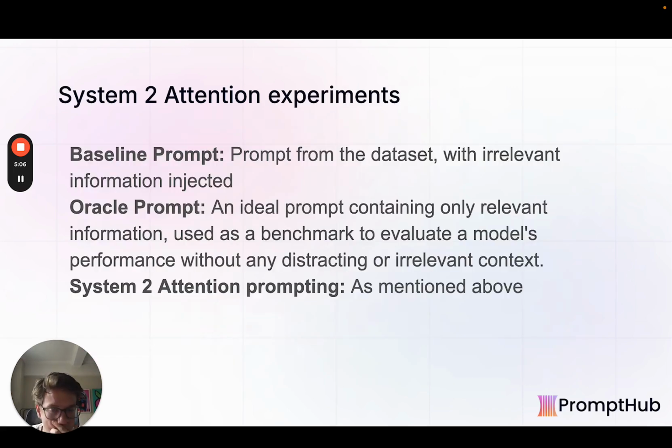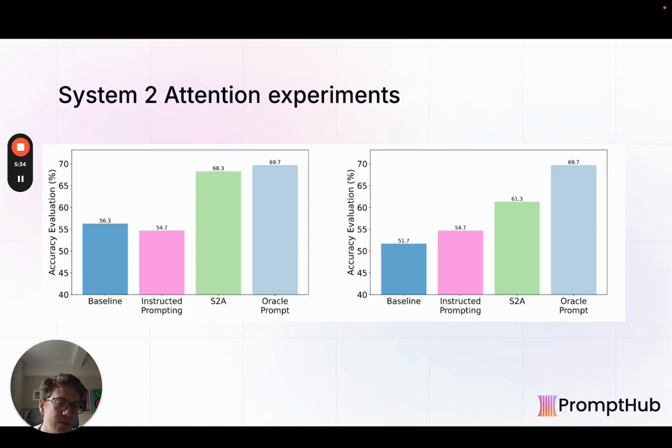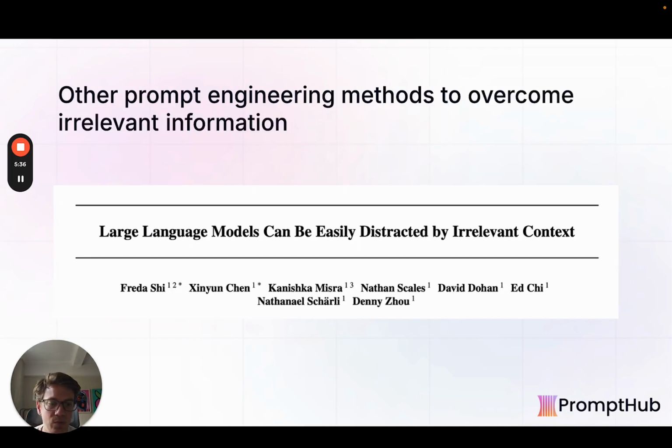They did a bunch of experiments for this. A baseline prompt from a data set, and then they injected relevant information into it. An Oracle prompt, which is an ideal version of that prompt with only the relevant information, and then System 2 Attention prompting, which we've looked at, which does one step of processing first. Basically, System 2 Attention prompting takes a bad prompt and turns it into a perfect, or Oracle, prompt. And it did this across a couple of data sets. It's not super relevant. That's all you really need to know in terms of the high-level information.